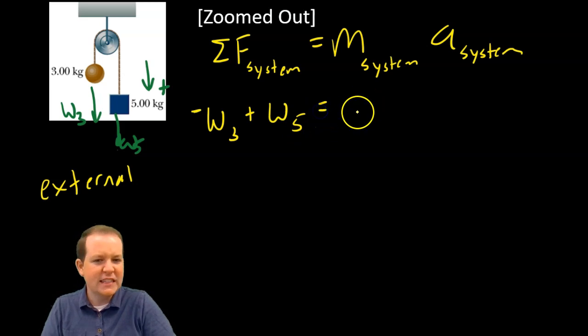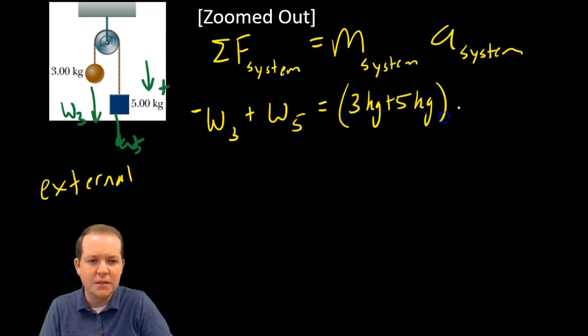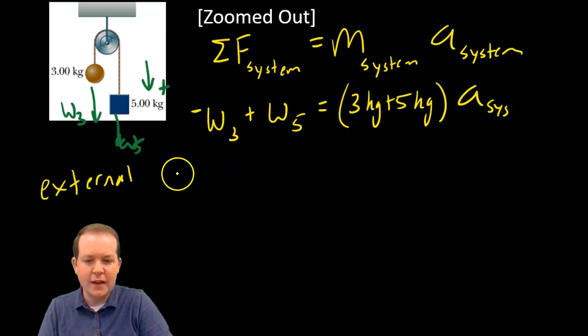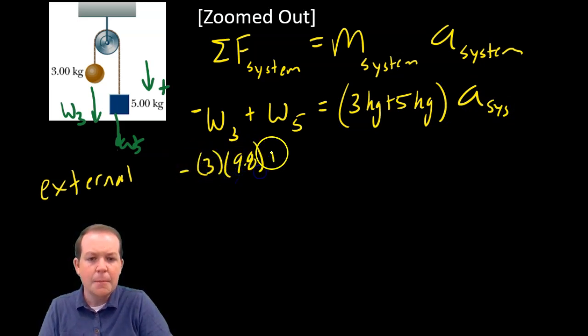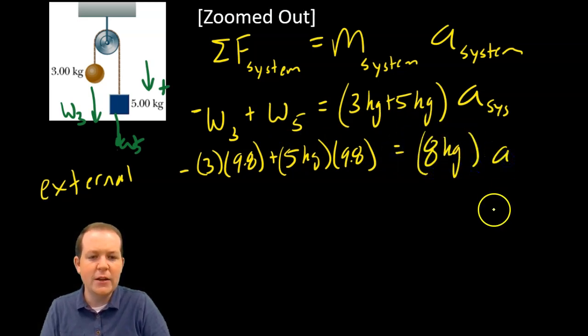That's going to equal, what's the mass of my system? It's the combination, 3 kilograms plus 5 kilograms, multiplied by the acceleration. Okay, so that's minus 3 kilograms times 9.8 plus 5 kilograms times 9.8 equals 3 plus 5, that's 8 kilograms, times the acceleration.